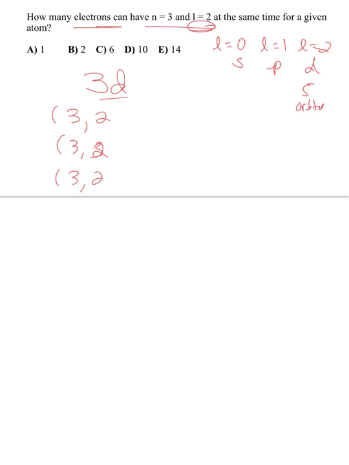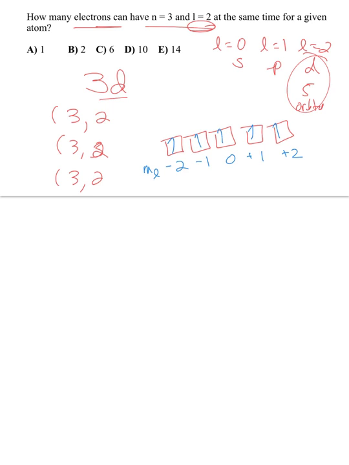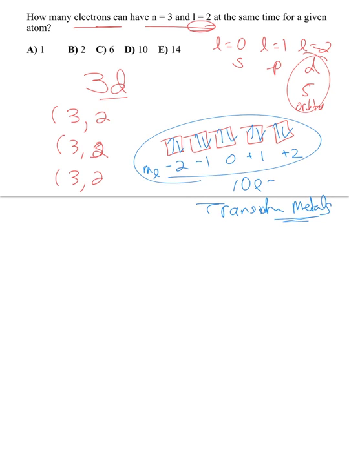Okay, so how many orbitals are there for D? There's 5 orbitals. And you have an M sub L number: -2, -1, 0, +1, +2. So each electron would fill up these orbitals as Hund's rule, 5 across, and then going down, that's 10 electrons. These are your transition metals. So basically your valence electrons are going to be located in these d orbitals. So the answer is D.